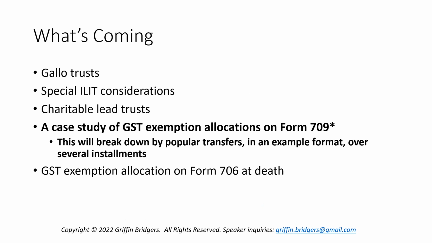What's coming up in this series? Well, we have Gallo trusts coming up, special considerations for ILITs. We'll cover charitable lead trusts and how to allocate GST exemption and calculate the amount allocated. And then we'll dive into case studies for the 706 and 709, a very detailed one with the 709 breaking down by popular transfers in an example format.